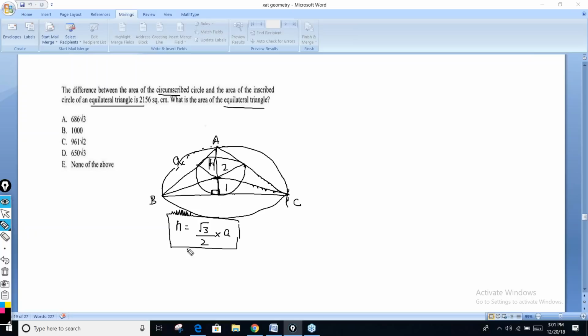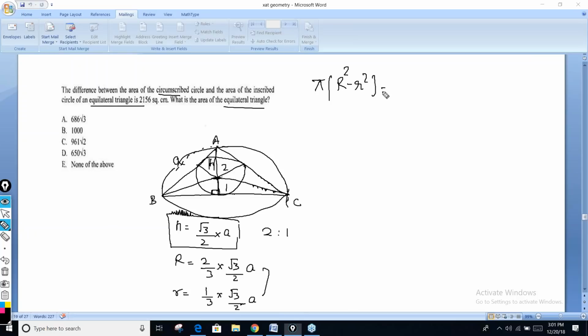So clearly, the circumradius and inradius are in the ratio of 2:1. The circumradius will be 2/3 of this height, and the inradius will be 1/3 of this height. The difference is given. So pi R square minus pi r square is given in the question as 2156. As there is no pi here, I'll put in the value of pi also.